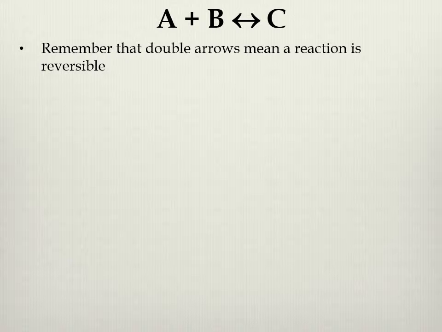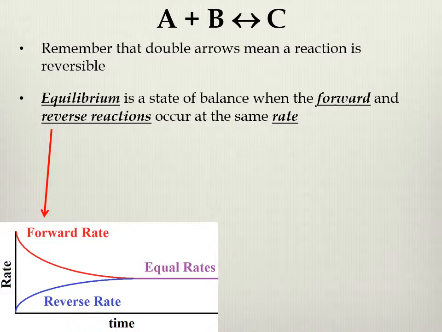Reversible chemical reactions move in both directions. So in this reaction up top here, the forward reaction is A and B combined to make C, and the reverse reaction is C turning back into A and B. Equilibrium is when these two reactions are happening at the same time at the same speed. So the rate of the forward reaction is equal to the rate of the reverse reaction.